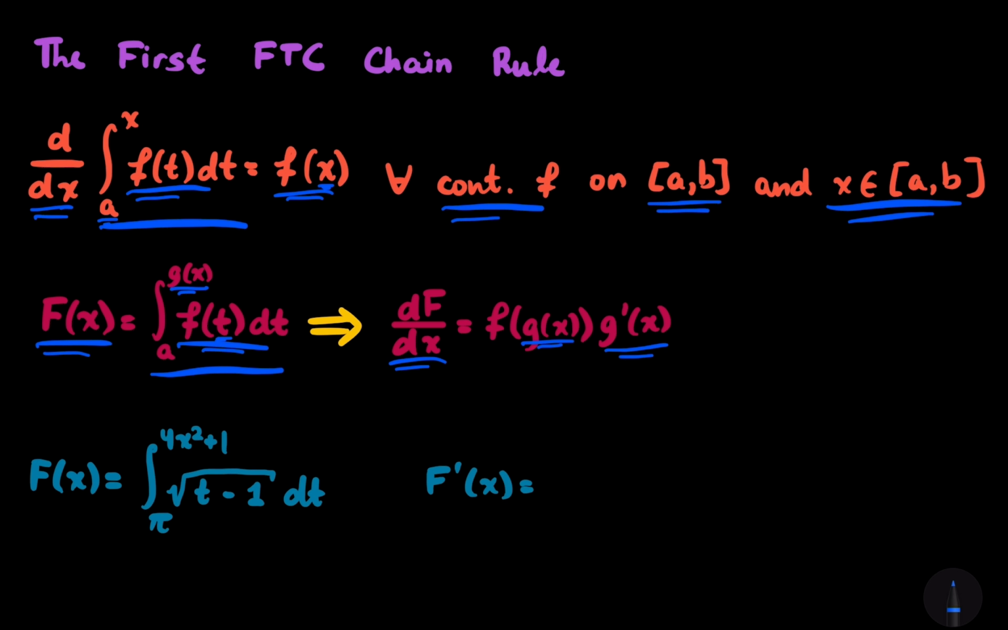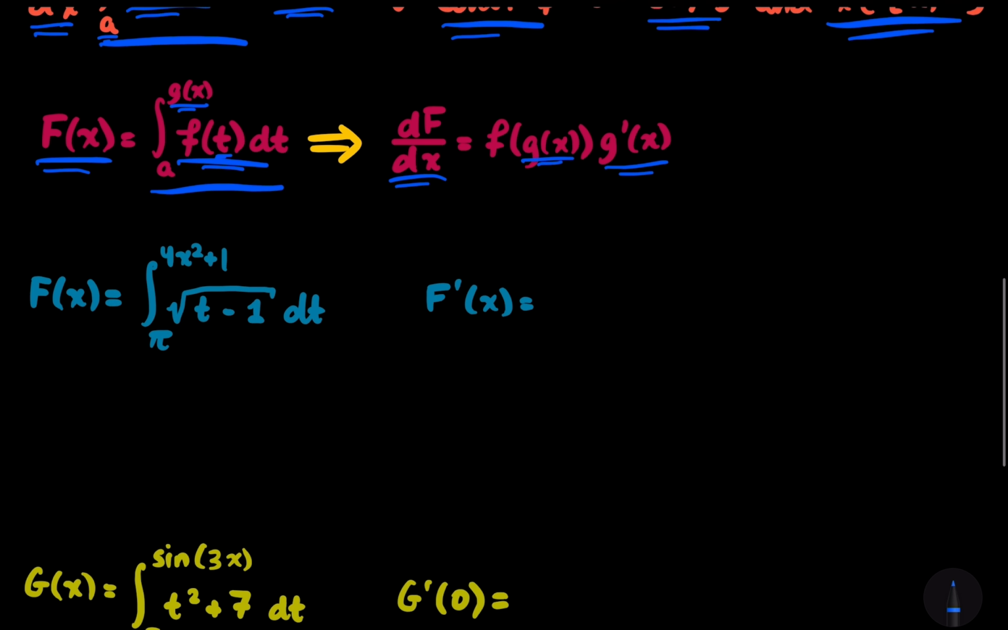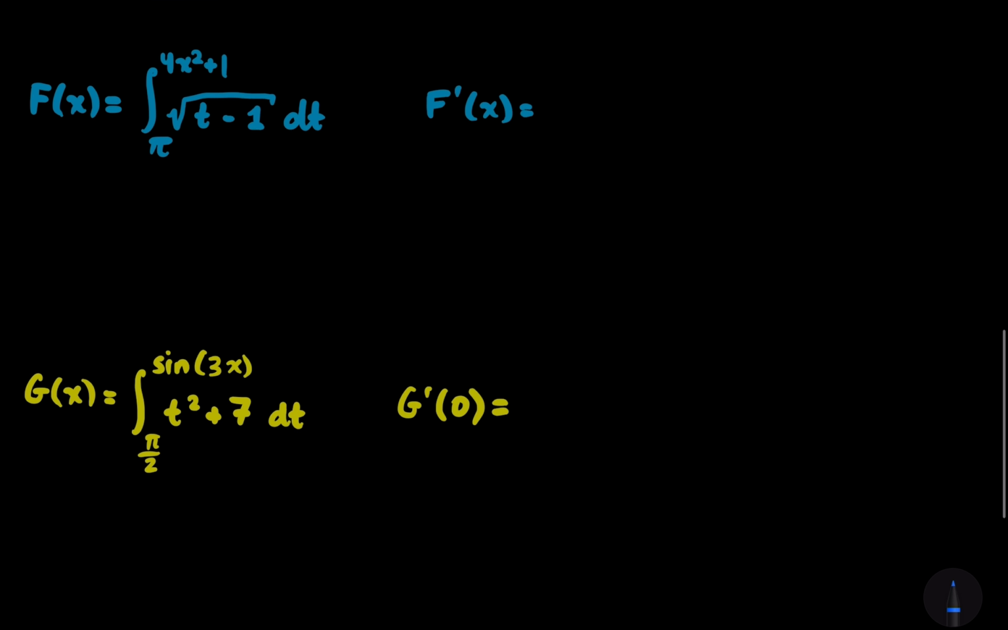And so let's go ahead and actually apply this rule. So here we have a function capital F of x, right? And it's defined by this integral in terms of t. And essentially what we're going to do is try to find capital F prime of x. And so the bounds of integration are from pi to 4x squared plus 1, and the integrand is the square root of t minus 1 dt.